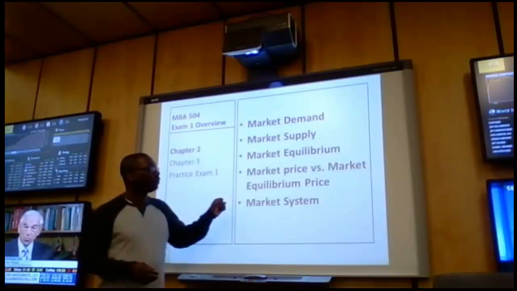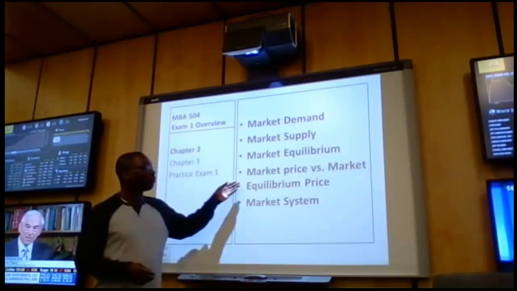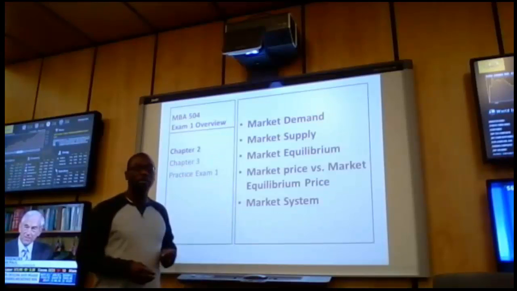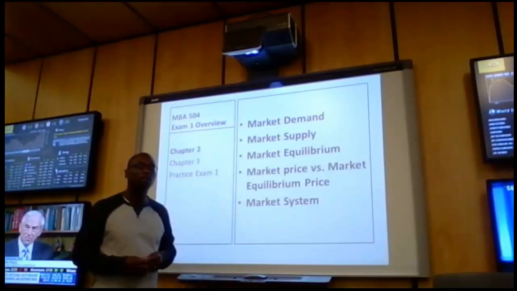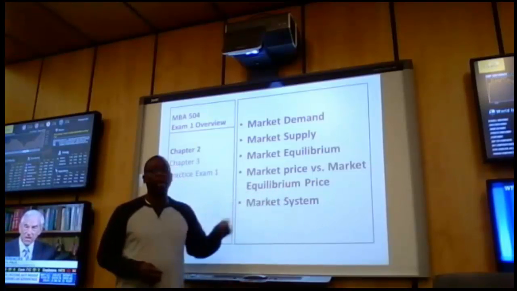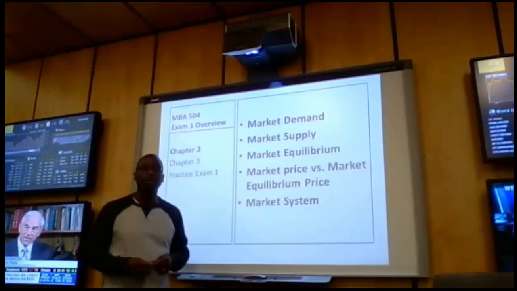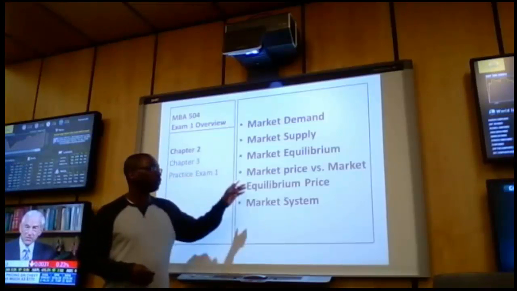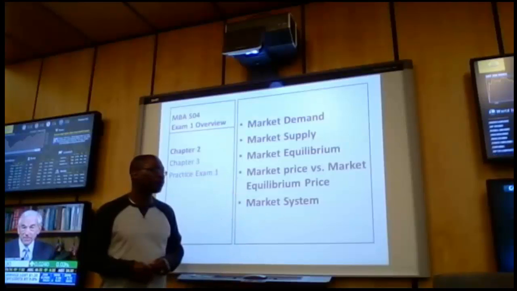We discussed the significant difference between a market price, which results in a market disequilibrium situation where quantity demanded does not equal quantity supplied, versus a market equilibrium price. At that price, quantity demanded equals quantity supplied. You should be able to graphically illustrate the difference between both of these pricing concepts.